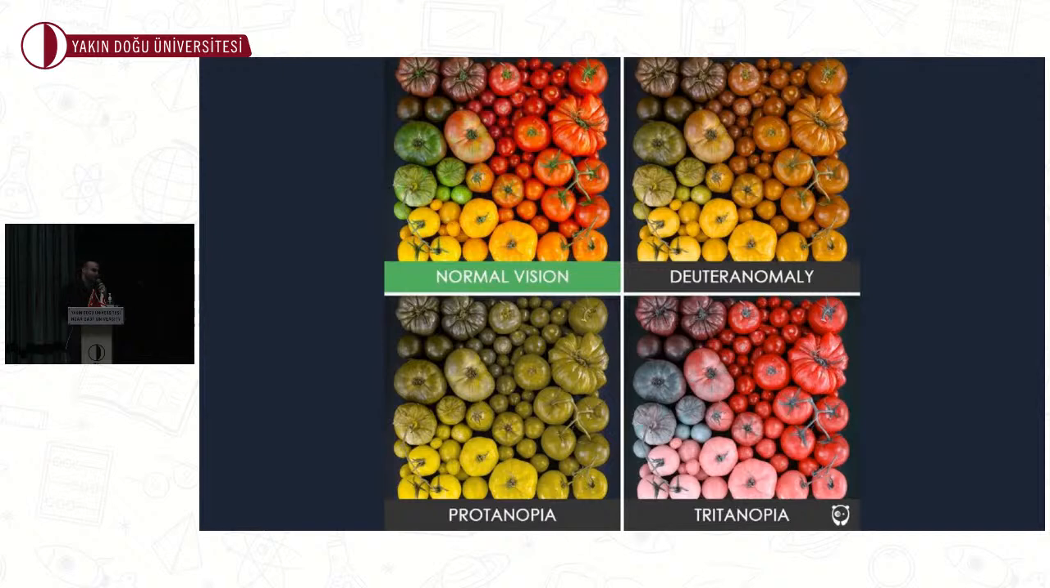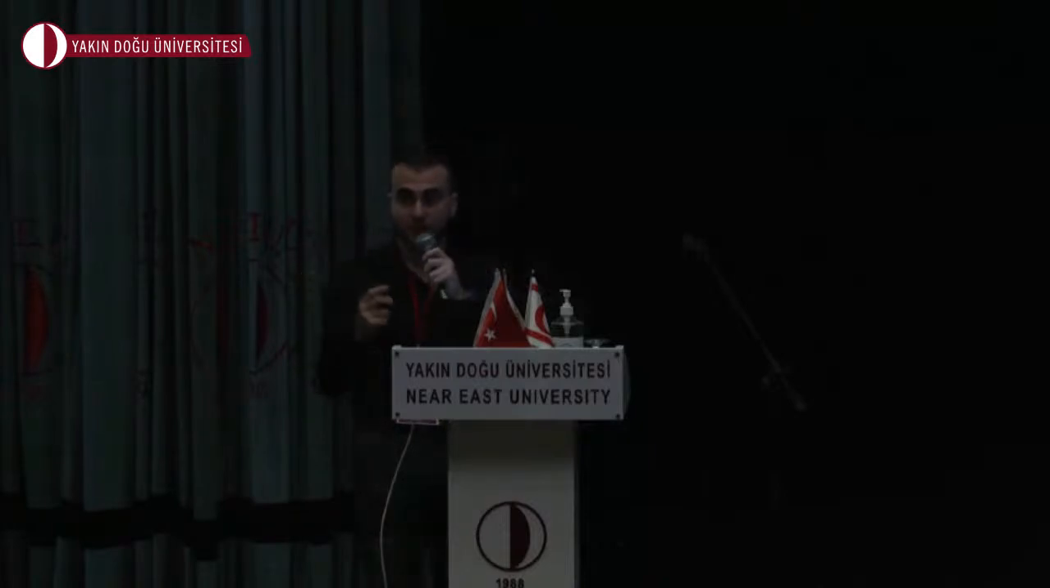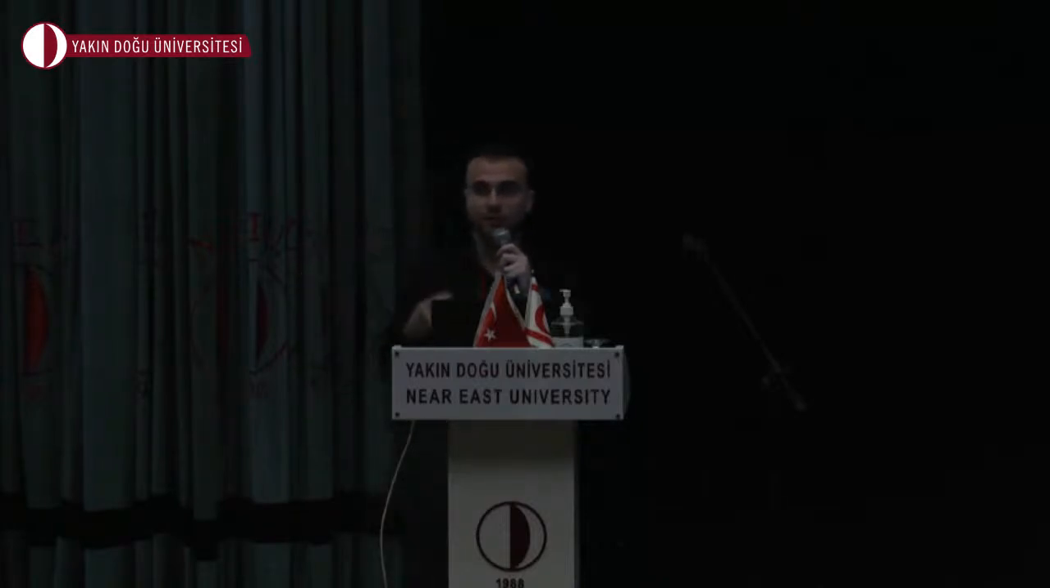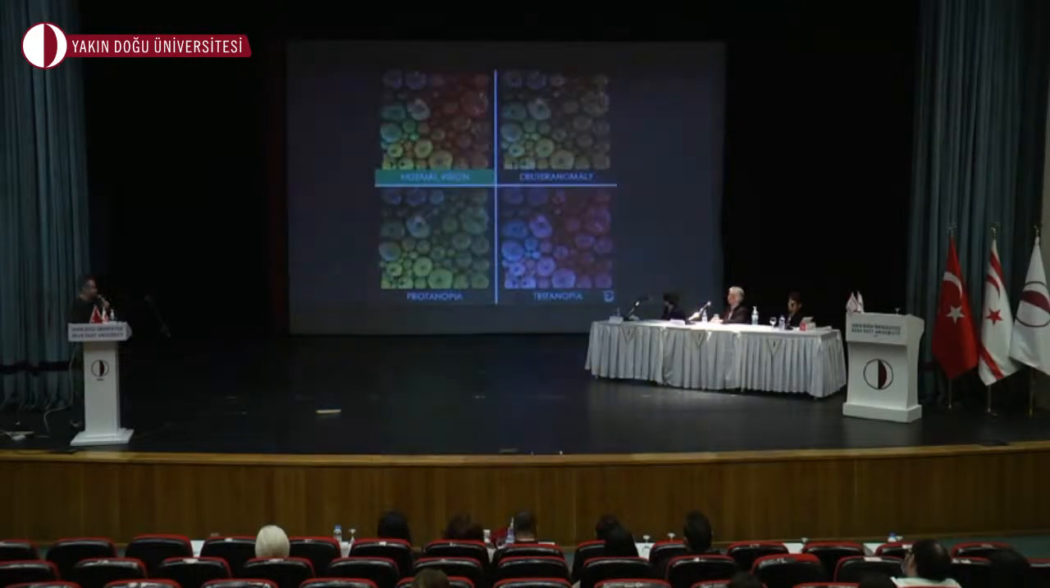And finally, tritanomaly, this is the rarest type of color deficiency. And here we have blue-yellow color deficiency. In here, your blues and greens will look similar to each other. The person will have difficulty distinguishing them. Also, the yellow colors will appear more pinkish. It's the most interesting one. As you can see here, the greens appear more bluish, and the yellows appear pinkish.